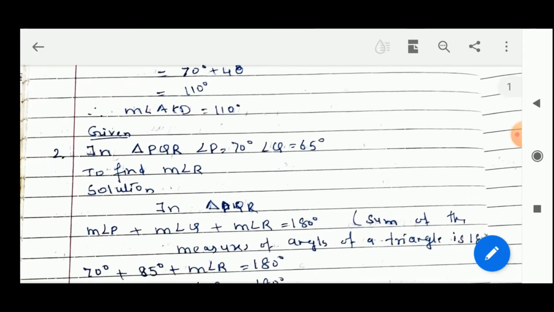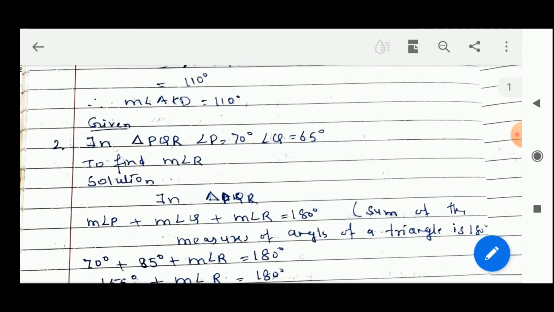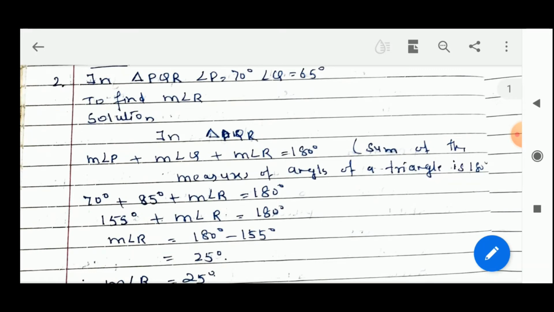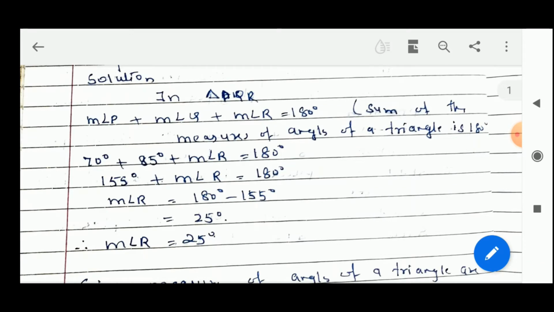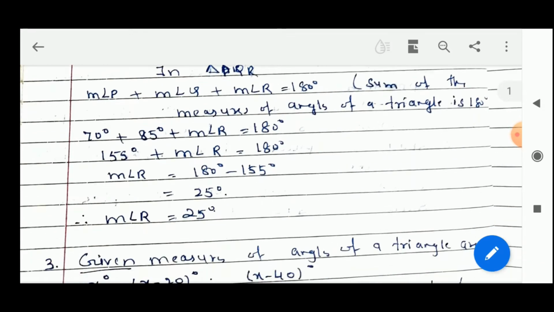Now second one, in triangle PQR, angle P is equal to 70 degrees, angle Q is equal to 65 degrees, find angle R. Now we know that the sum of the measures of angles of a triangle is 180 degrees. So measure of angle P plus measure of angle Q plus measure of angle R is equal to 180 degrees. Now substitute the values. 70 plus 85 plus measure of angle R is equal to 180 degrees. So 155 degrees plus measure of angle R is equal to 180 degrees. So measure of angle R is 180 minus 155, that is 25 degrees.